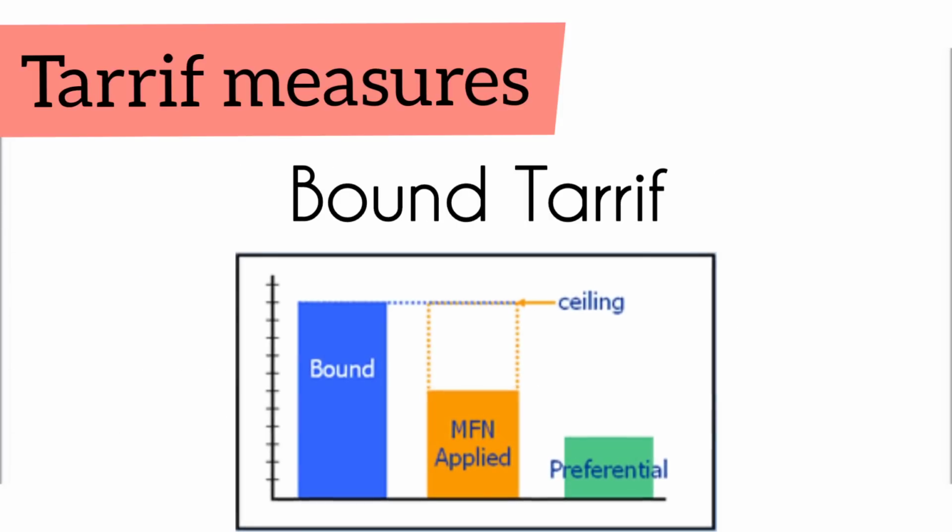Next is bound tariff. Bound tariff means you all know that there is a WTO, World Trade Organization. In that there are a lot of member countries. What these member countries do is that they bind themselves into an agreement. India is also a member of WTO. So India also will get into an agreement that it will not raise its tariff above a certain level. That maximum tariff it can charge is only 100 rupees or 1000 rupees or 10,000 rupees. So a maximum limit it will set.